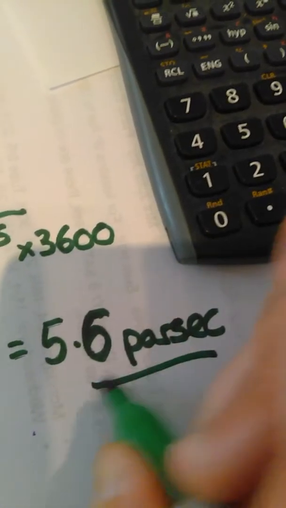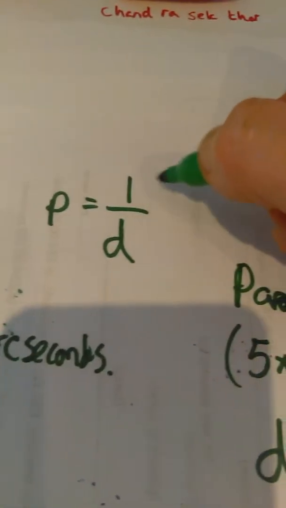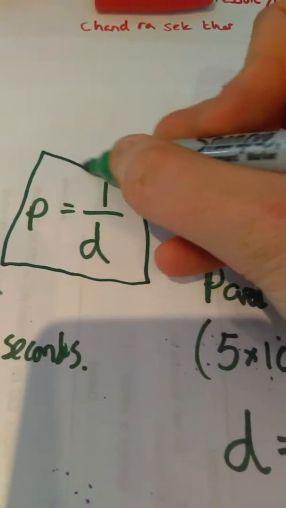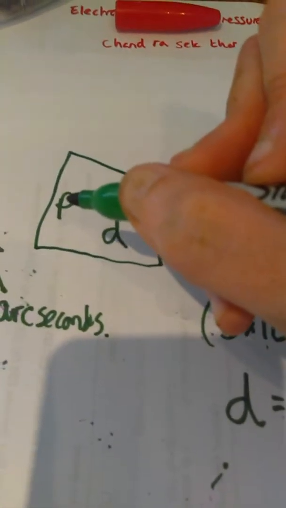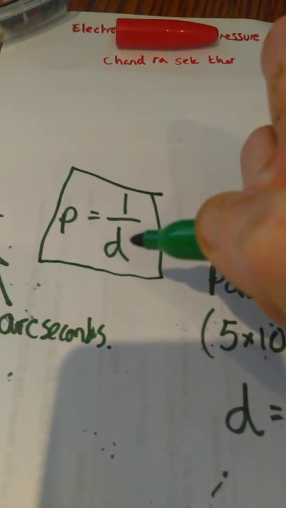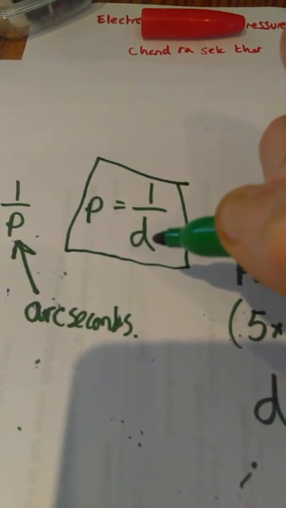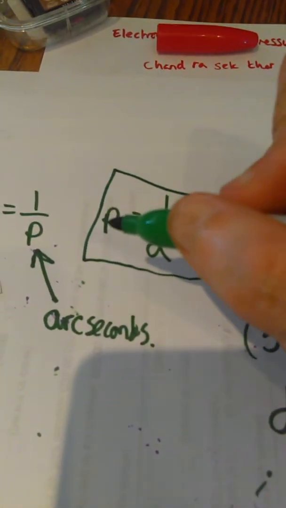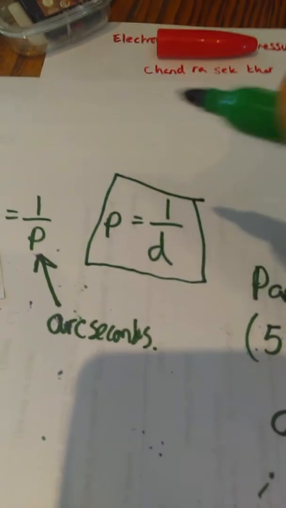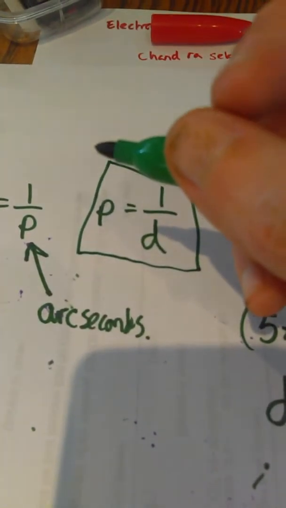So the big thing is using this equation. This works because they've changed the units so that they've made a definition of what those units are. That distance will come out to be in parsec if that parallax is given in arc seconds. And 1 degree is made up of 3,600 arc seconds.